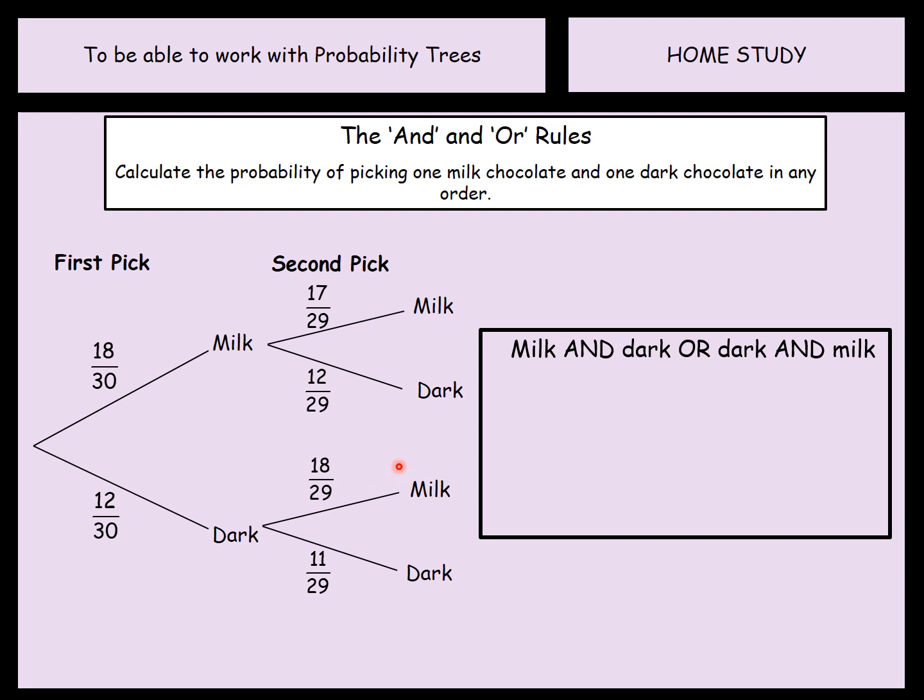And these two things are mutually exclusive. So again, from a previous video, you'll remember mutually exclusive means they can't happen at the same time. We can't have got milk first followed by dark, and also dark first followed by milk. That doesn't make any sense. But both things could have happened separately. So because they're a separate thing, we're using this word or. So this could have happened, or this could have happened.